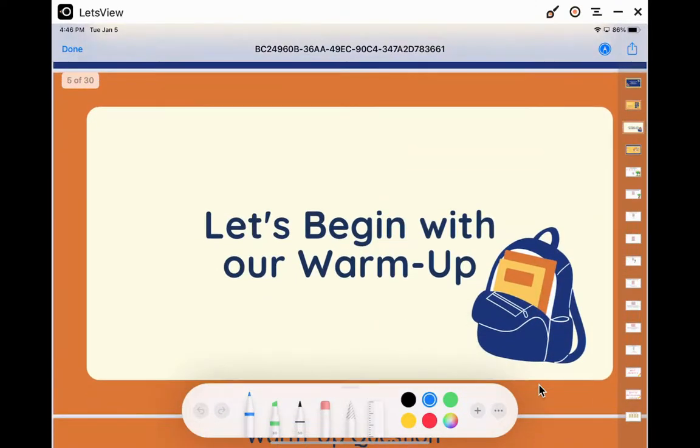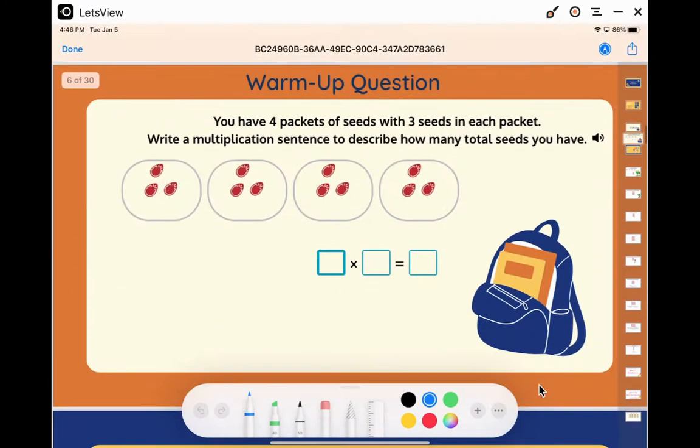Let's begin with our warm up. Today, we will only have one warm up question. It says, you have 4 packets of seeds with 3 seeds in each packet. Write a multiplication sentence to describe how many total seeds you have. We did this yesterday. Again, the question says you have 4 packets of seeds with 3 seeds in each package. Write a multiplication sentence to describe how many total seeds you have. Please write your answer at this time.